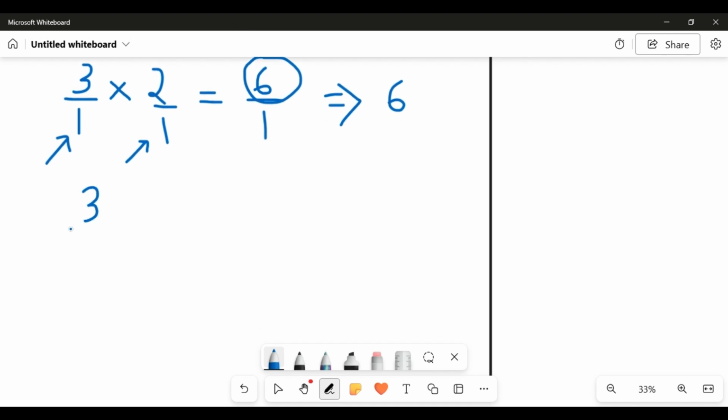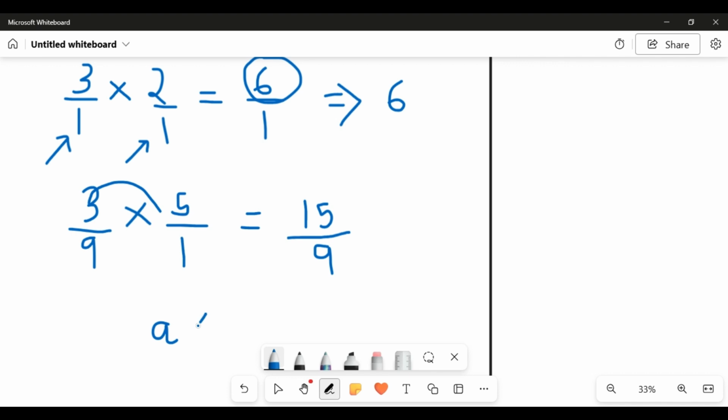But if we say 3 by 9 multiplied by 5 by 1, tell me what the answer will be. Easy. 3 multiplied by 5 is 15, and 9 multiplied by 1 is 9. Here 1 is multiplied by 9, not 1 by 1, so we cannot remove the denominator; we have to write the 9. Because whenever we multiply any number by 1, the answer is that number only.